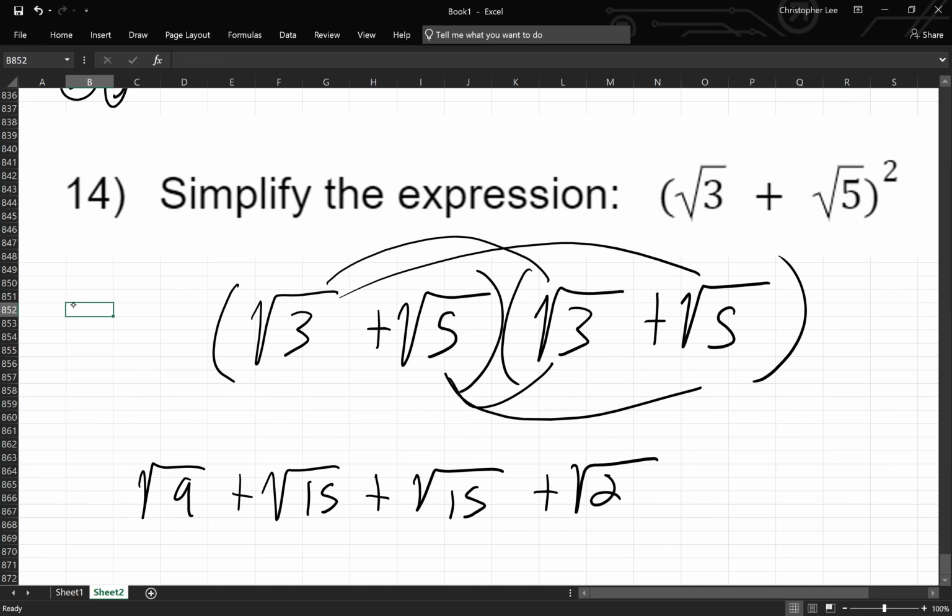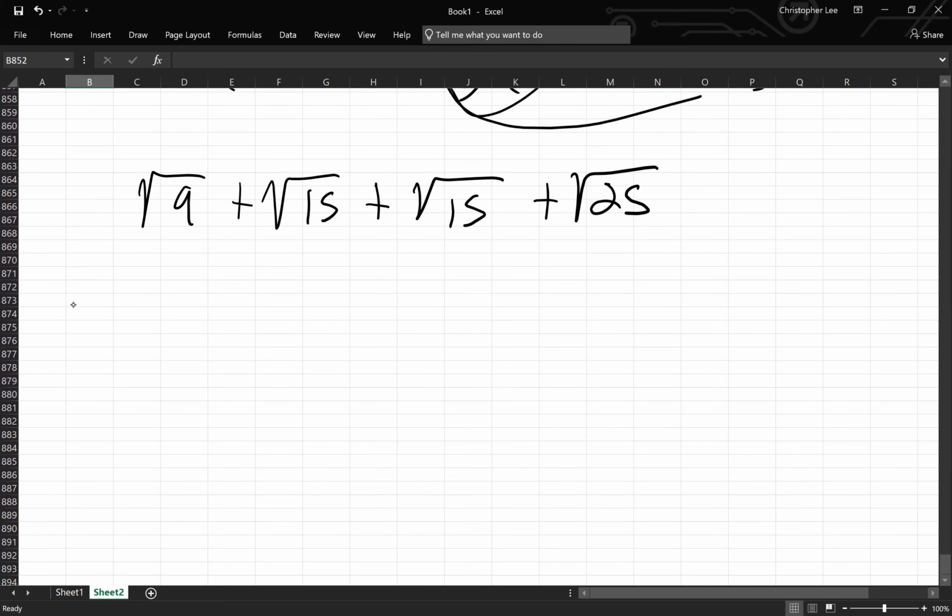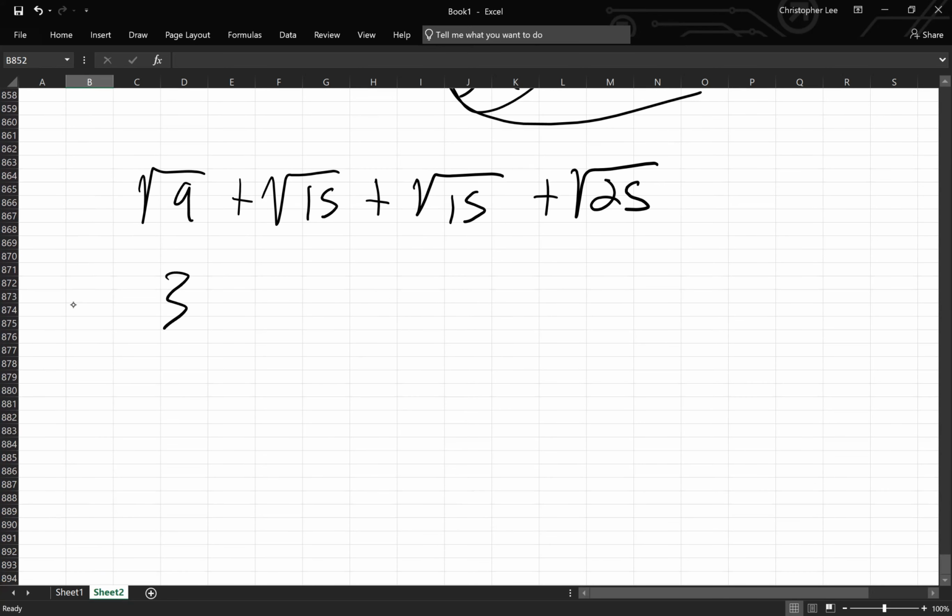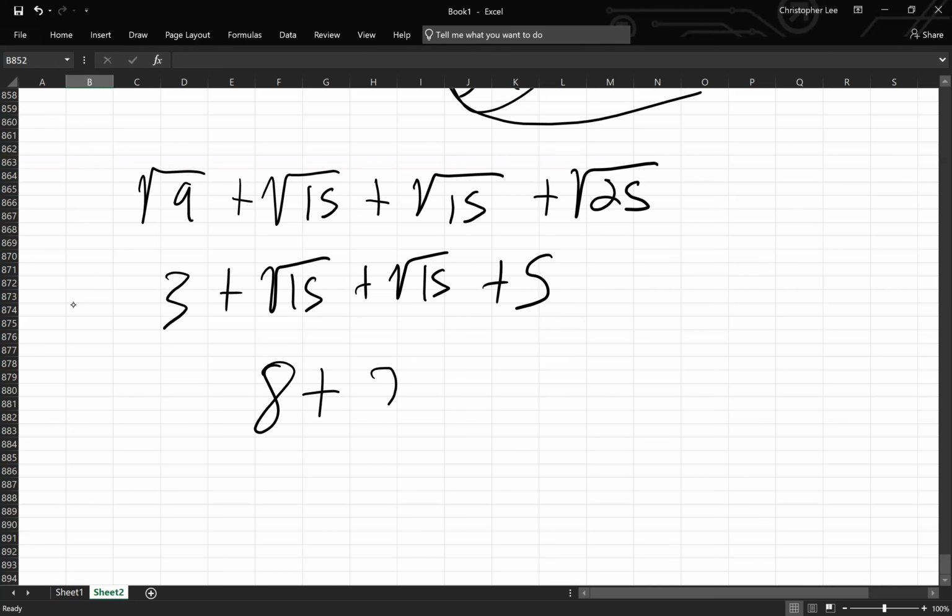Good. Let's do the math on this, right? So it should be what? 3 plus square root 15 plus square root 15 plus 5. Let's combine like terms. What do we have? That's 8 plus 2 square root 15, right? 8 is 3 plus 5.